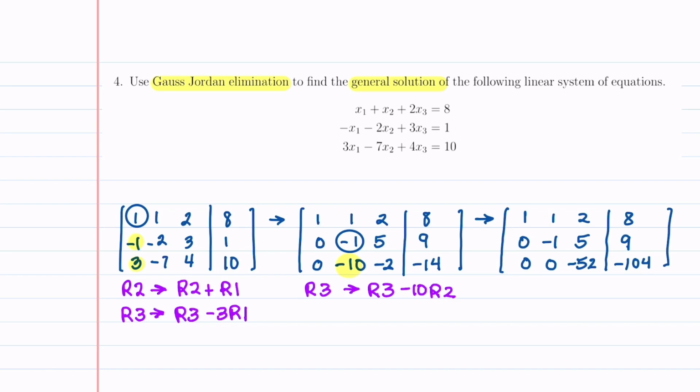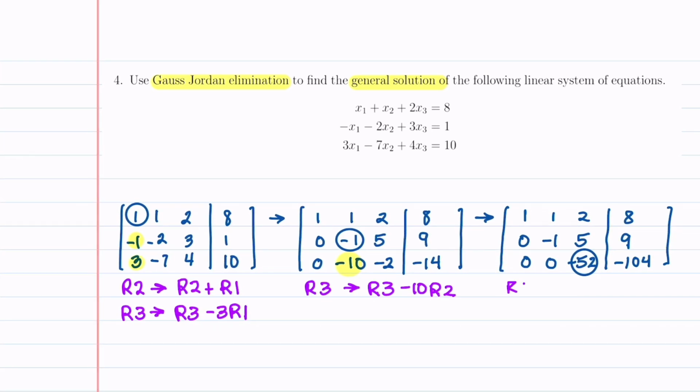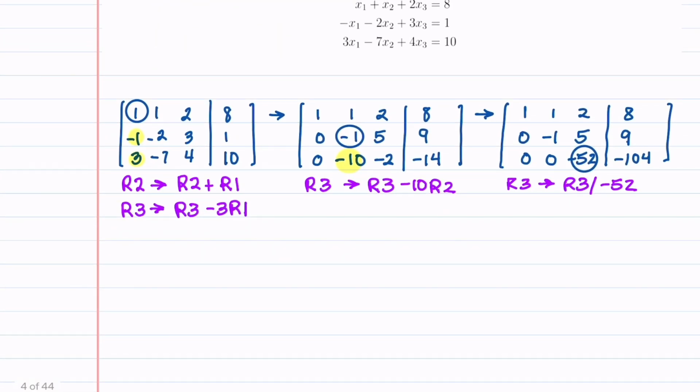Now we're going to continue to work down and to the right. So we're going to circle our pivot. At this stage, we're going to start the backward algorithm where we need to make sure that every pivot is equal to 1. So what we're going to do is take row 3 and replace it with row 3 divided by -52. Here's what we get.